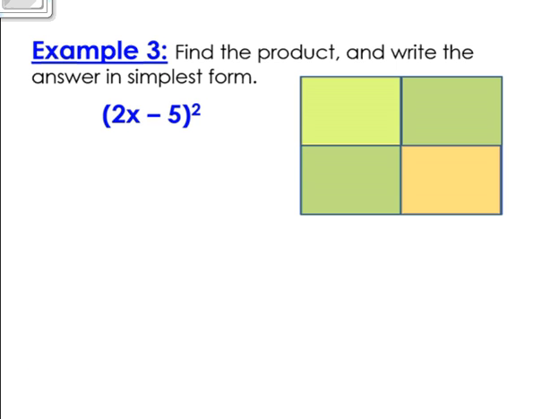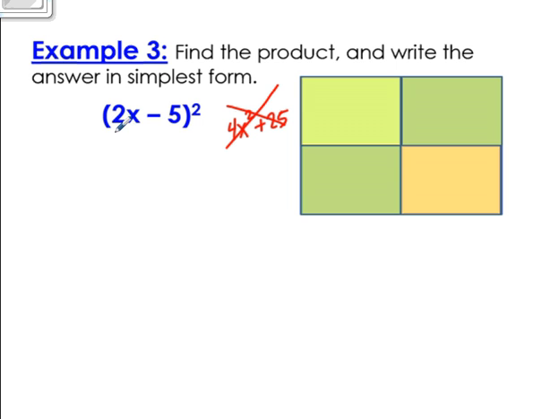Last example, I'm not going to show you how to use the box again, but I want you to think about what something squared means. Remember, something squared means times itself, and I will tell you that most of you will make this mistake. The answer to this is not 4x squared plus 25. And most of you will make that mistake, so be careful. That is not the answer to that, and I'm going to show you why.